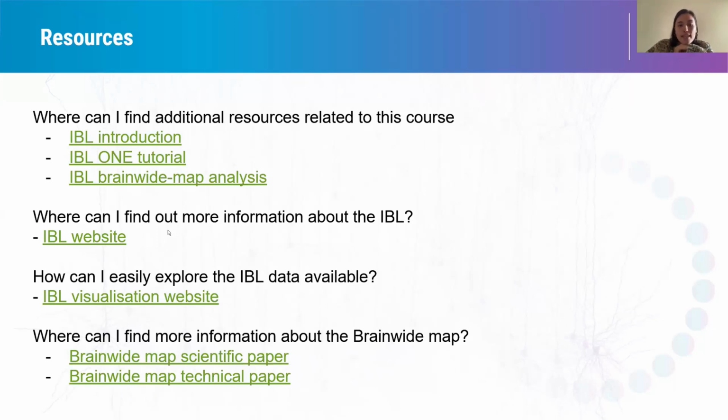We have the IBL website and the visualization website, which I think you were exploring yesterday as part of the assignment. We've also linked to the brainwide map paper, where we've taken these results from. Alongside that, we also have a technical paper that describes in more detail the processing pipelines that we've applied, for example, the spike sorting algorithm, the DLC pipeline that we've used, and some of the quality control that we've done on our data to make sure it's fit for public use. You can explore that to see how we prepared our data.